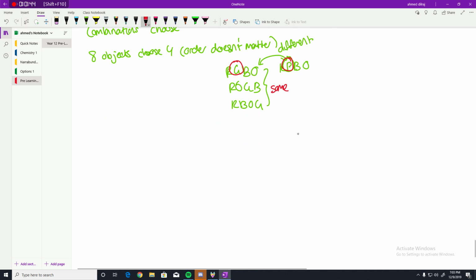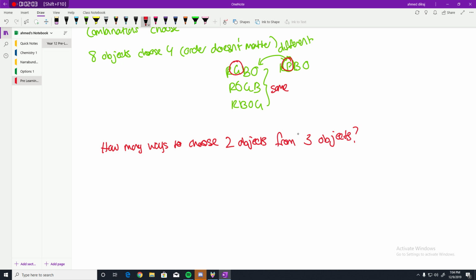Let's try a really simple example. How many ways to choose 2 objects from 3 objects? Who knows the answer? Who can just type it in there right now? Does anybody know the answer? If you don't, can you type a 0? Okay, so one person knows an answer. Yeah, so 3 is the total ways.